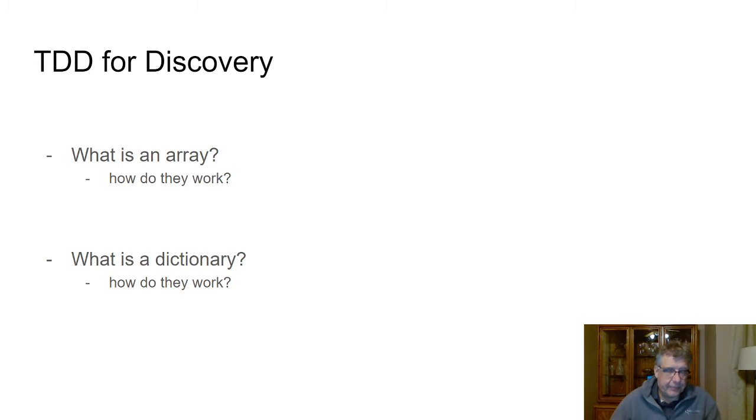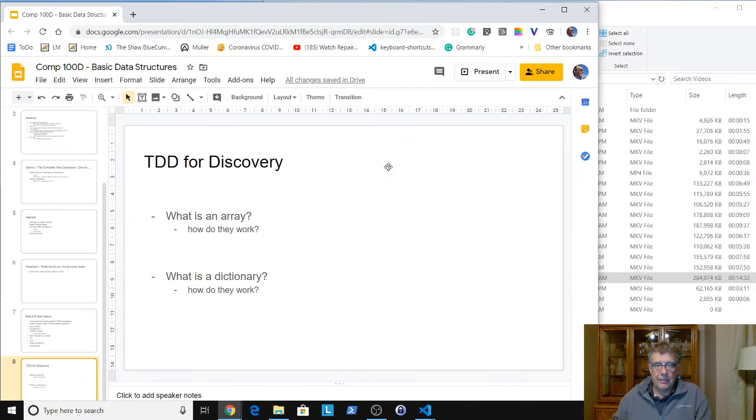What's a dictionary? Dictionaries are different than arrays in that dictionaries have key value pairs. So given a key, it'll have a value. And we'll go through an example of that right now. So let's get out of the presentation. Let's bring up our code editor.